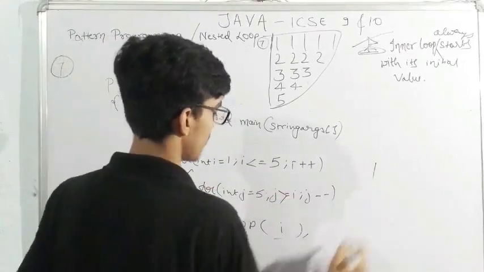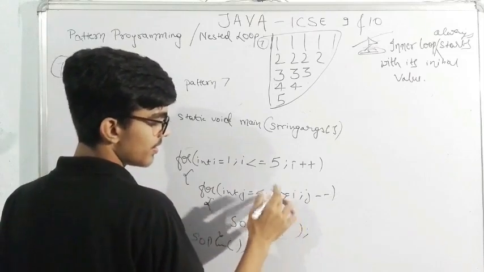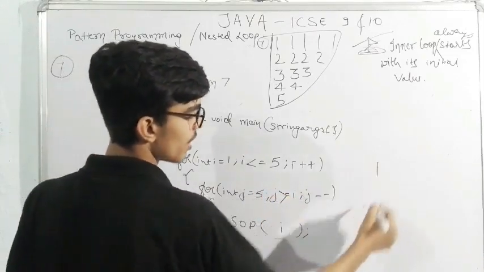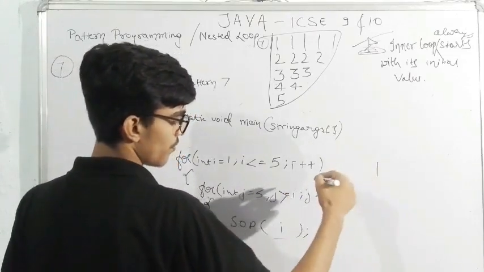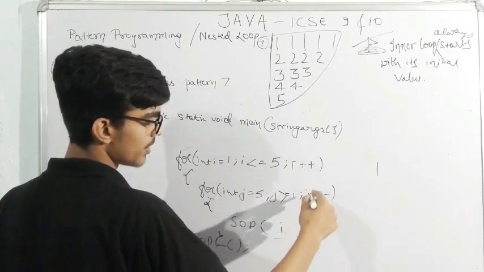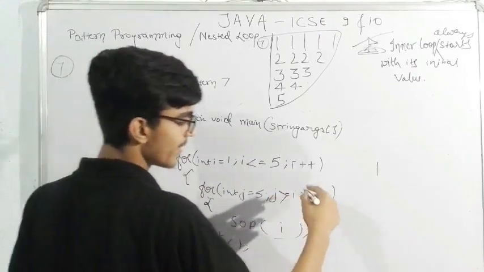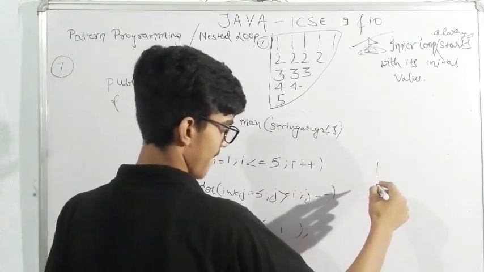So I is 1, j is 5. J is 5, is more than 1? Yes, 1. J will become 4. 4 is more than 1? Yes.